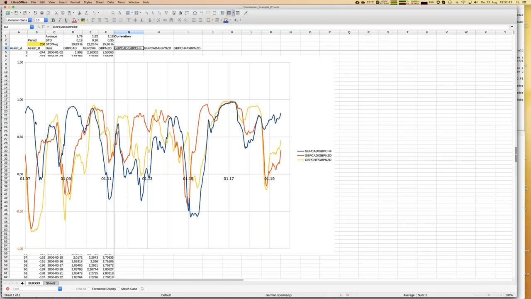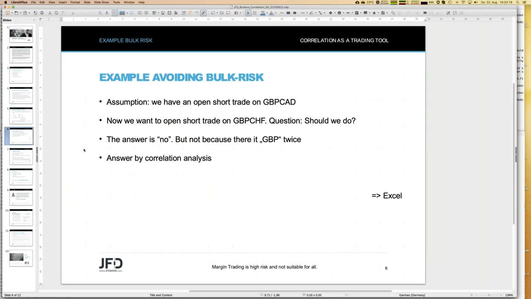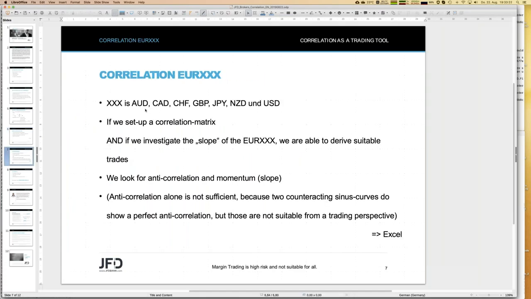So let me once again tell you that you can use that kind of tool just to measure the correlation, and then you can avoid bulk risk. Whenever you see highly correlated markets, then you should not do similar trades, I mean, too many long trades or too many short trades. It doesn't make sense in this case. Okay, that was about avoiding bulk risk. We want to do more out of that. And let me start with my slides at first in order to introduce how we build up a correlation matrix.